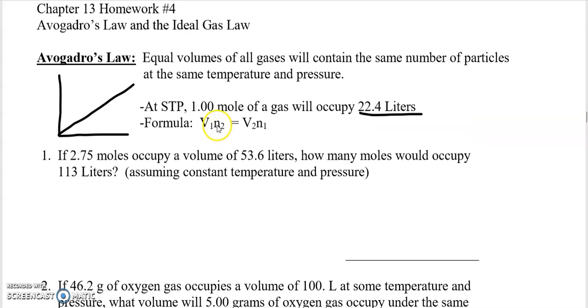So again, with Avogadro's law, we're talking about the volume and the amount of moles. So right now, V1N2 equals V2N1. And that, in this case, is a direct proportional relationship. So if I increase the amount of moles, you're going to expect the volume of that gas to also increase. And so it's going to look like this on a graph.